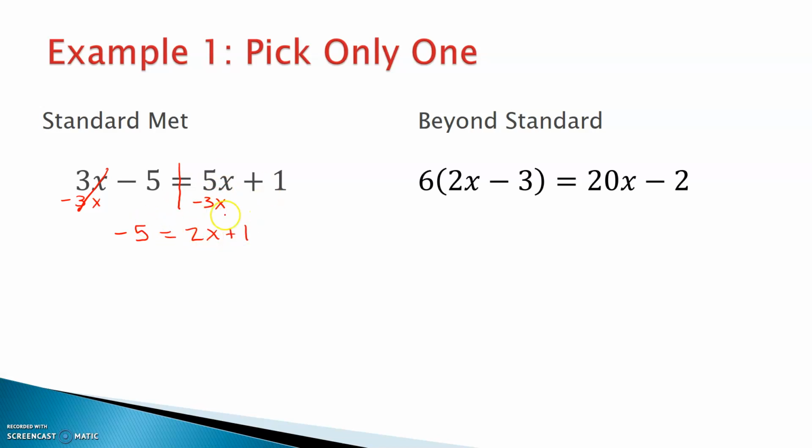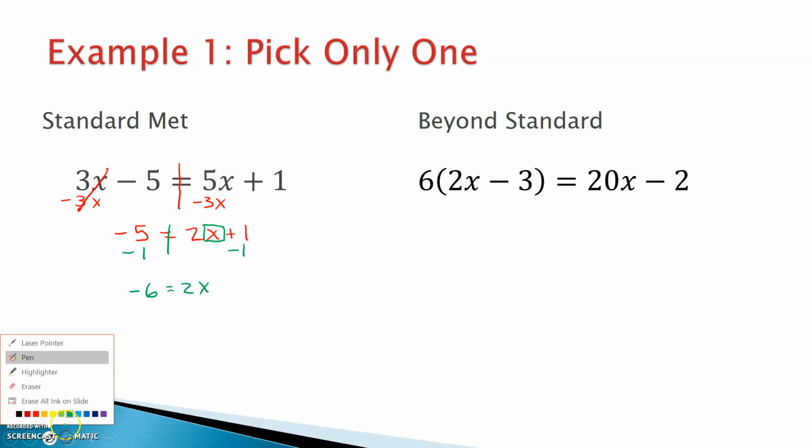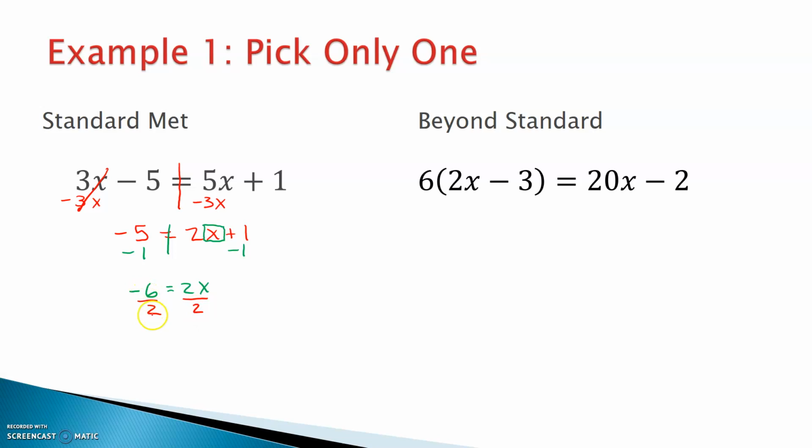Now, yeah, it looks a little awkward. It's just backwards, right? I'm not used to having my variable on the right, but it works the same way. Okay, I want to get the x by itself, so I'm going to kick over the 1 right now. How do I get rid of a plus 1? Minus 1. What is negative 5 minus 1? That's negative 6 is equal to 2x. Last thing we do here is divide both sides by 2. Negative 6 divided by 2 is negative 3. The 2's canceled out. Negative 3 is equal to x. Or you can flip it the other way around and say x is equal to negative 3.